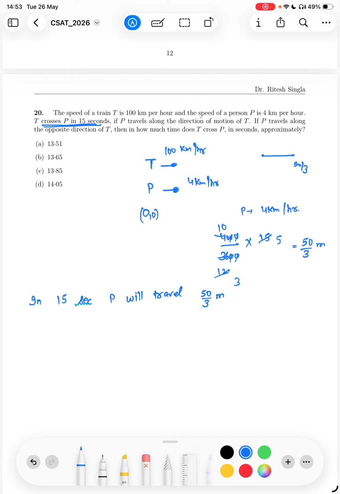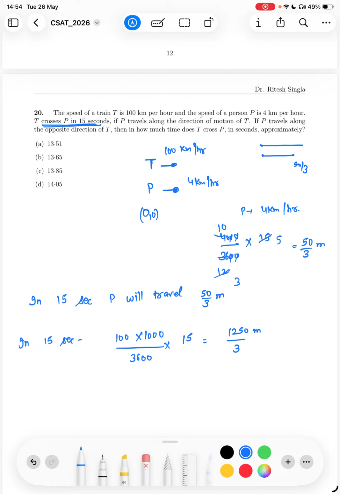Now in this 15 seconds, this train will also cover a certain distance. Let us find how much distance this train will cover in 15 seconds. If I am just talking about the engine, how much distance will the engine cover? Okay, so in 15 seconds, the train will travel a distance of 100 into 1000 upon 3600 into again 15, or I can just say that it is 1250 meters upon 3, right?